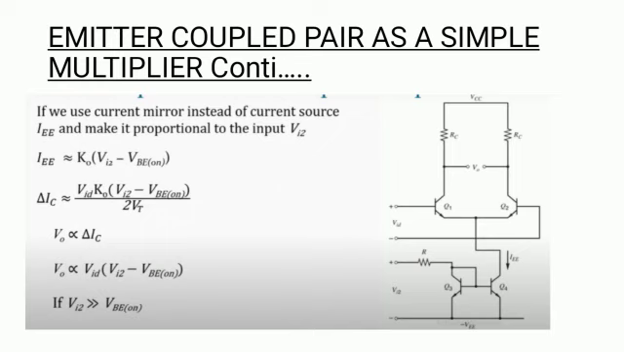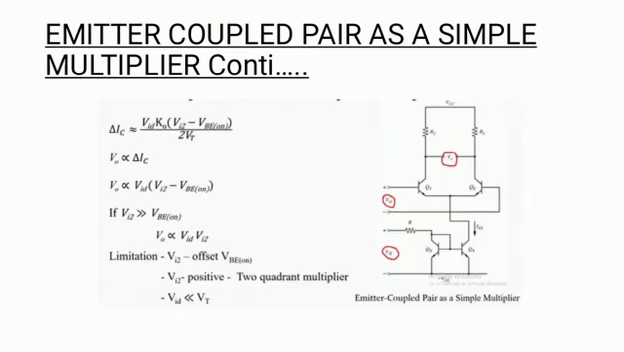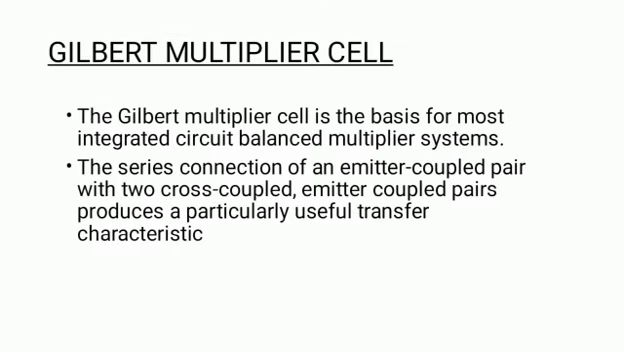This circuit has several limitations. The first limitation is that VI2 is offset by VBE on, and the second one is that VI2 must always be positive, which results in only a two quadrant multiplier operation. The third limitation is that the first input voltage VID must be very much less than VT to make tan h of VID by 2VT equal to VID by 2VT. The first two limitations are overcome in the Gilbert cell multiplier.